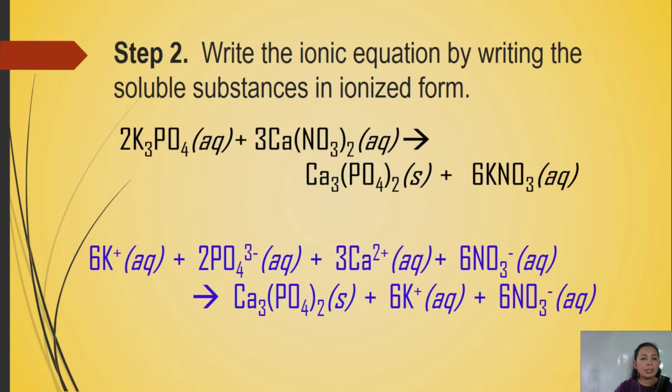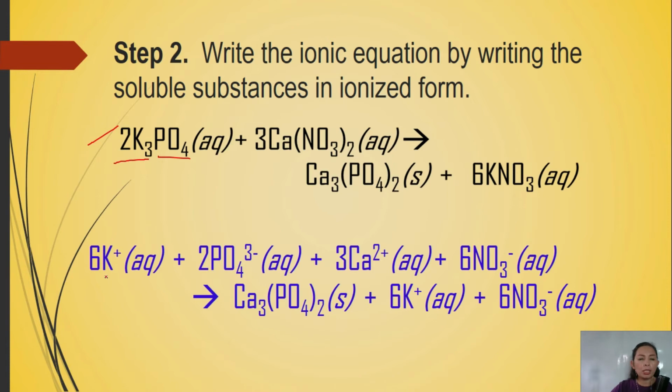Okay, next is step number 2. We have to write the ionic equation by writing the soluble substances in ionized form. So based on our molecular equation written a while ago, we need to ionize the substances that are soluble in water. So potassium phosphate is soluble in water. So what are the ions? It is being separated into two ions.